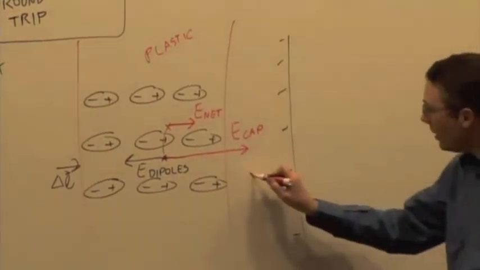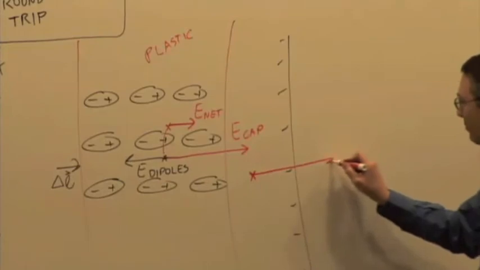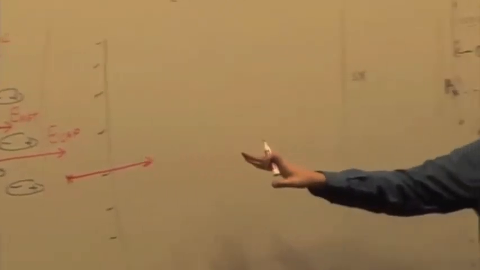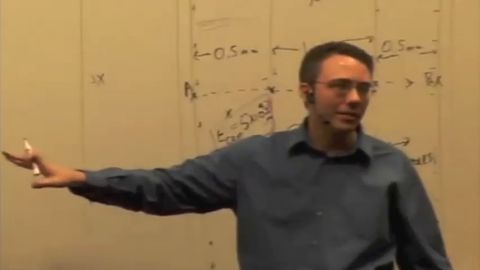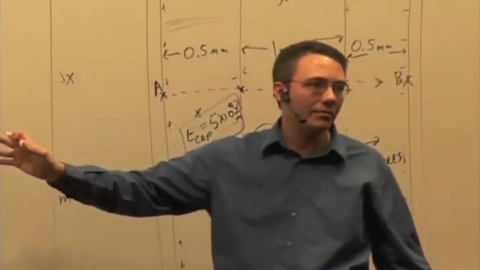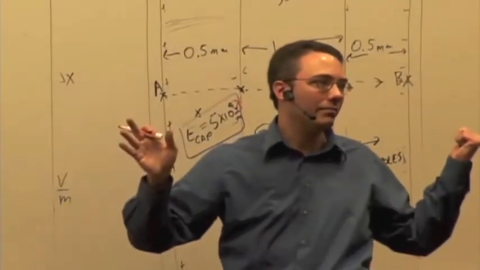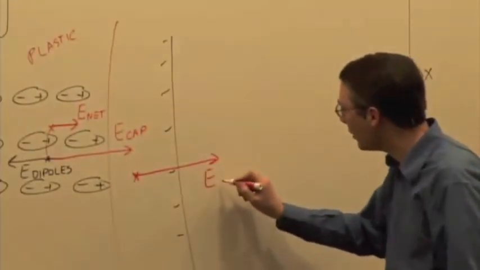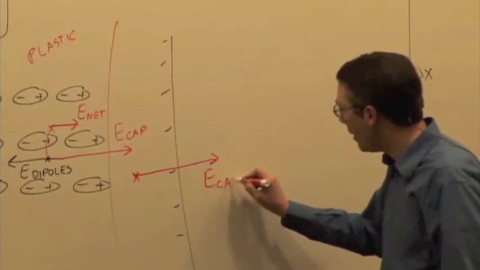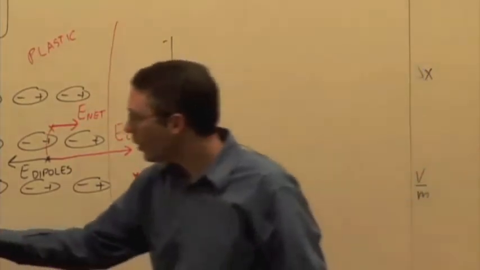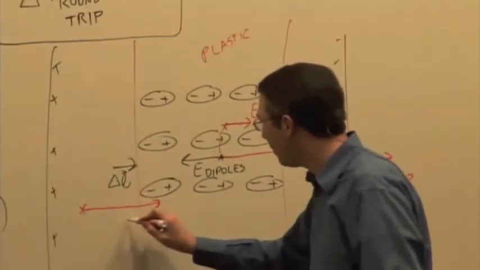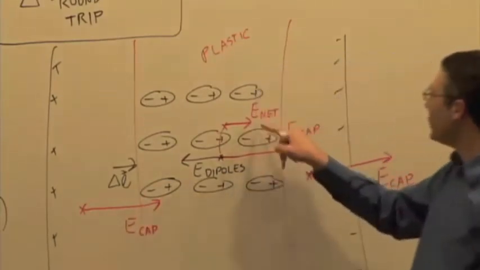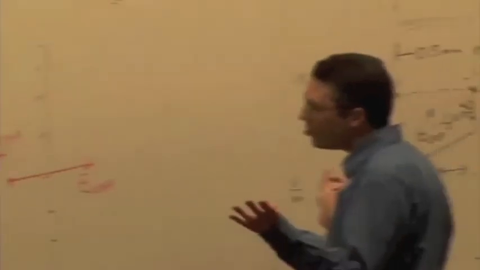I have E in the air gaps, which should be approximately what? Did the field in the air gaps change much? Did it change much for the case of the metal? No, so it's probably not going to change much for the case of the plastic, right? Because there's even less polarization going on. So we have the original E of the capacitor here. We have the original E of the capacitor here. And we have a reduced E net inside, or average E net inside.